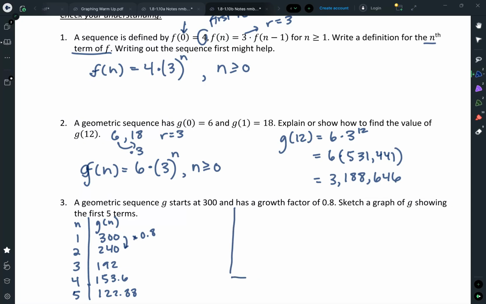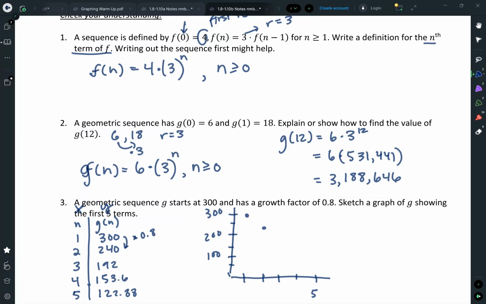So my x-axis is going to be 1, 2, 3, 4, 5. And then my y-axis, I'm going to count by 300ths. All right, when x is 1, y is 300. When x is 2, y is 240. I'm saying x and y, but it's really n and g of n. We have our input and our output. I found today that it helps students to write down x and y.